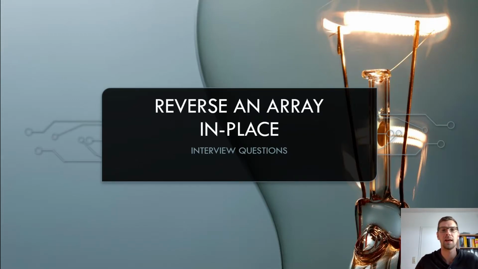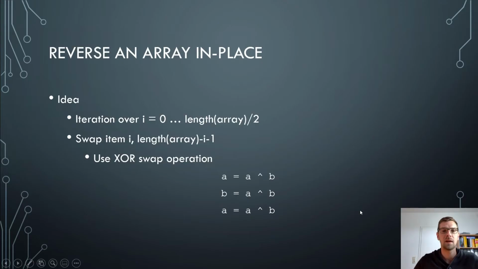Today we are talking about an important interview question, and that is how to reverse an array in place. We start with the idea that we can run our counter from 0 to half the length of the array. Let's say we call this counter I. Then we always want to swap our first element with the last element in the array. Let's say our array has a length of n. Then we want to swap the first element and the nth element, and the second element and the n minus first element, and so on and so on.